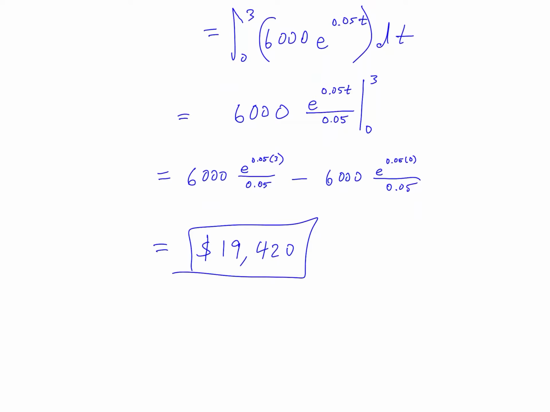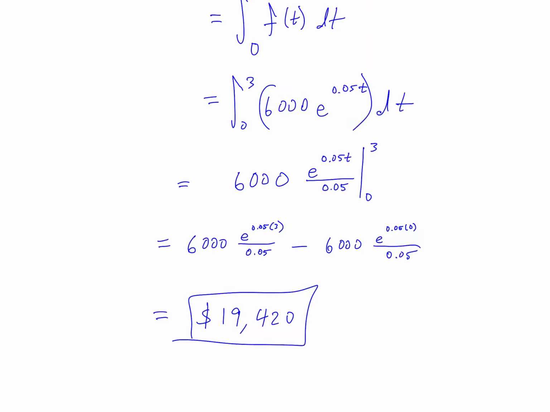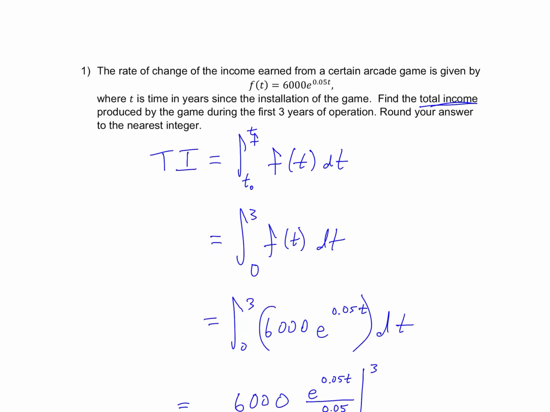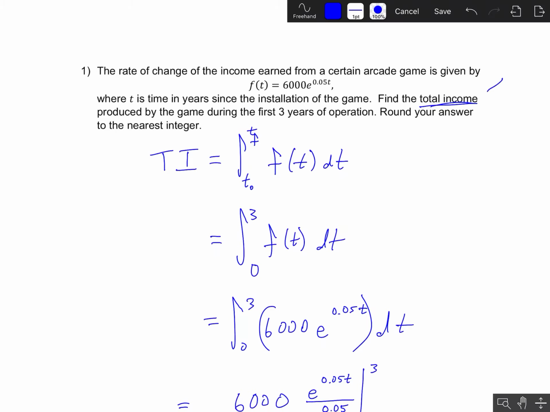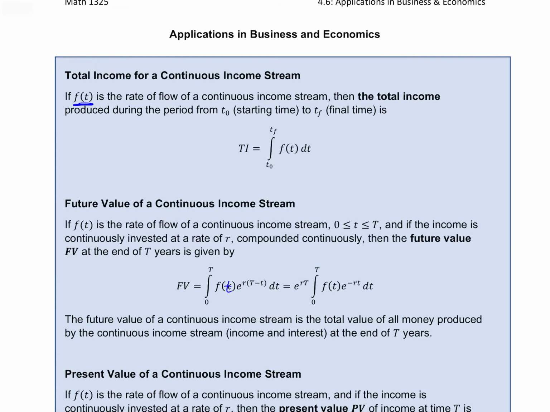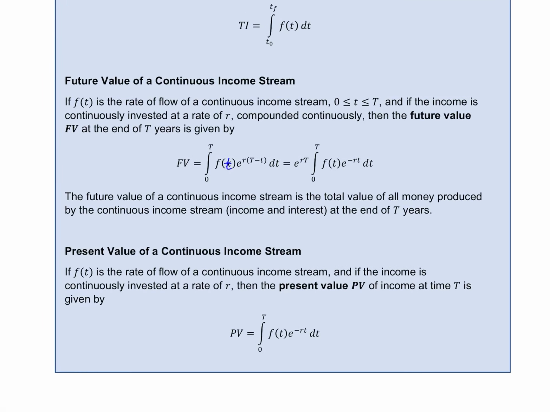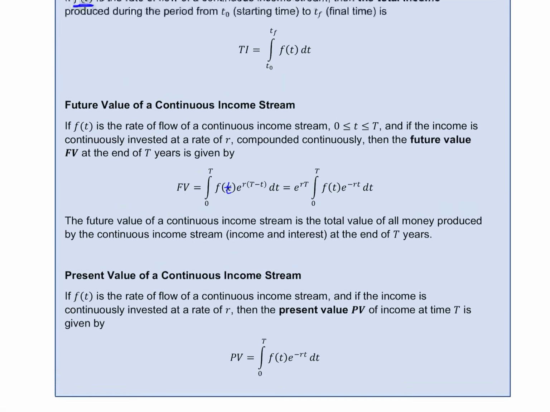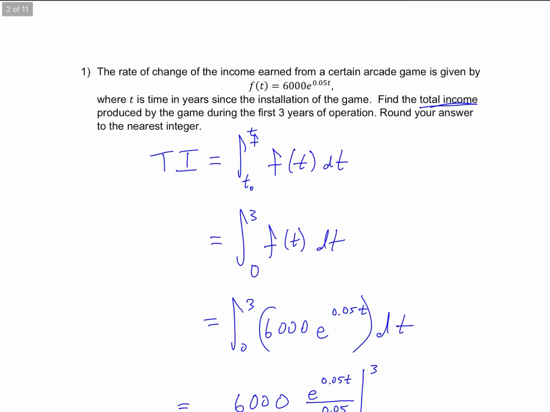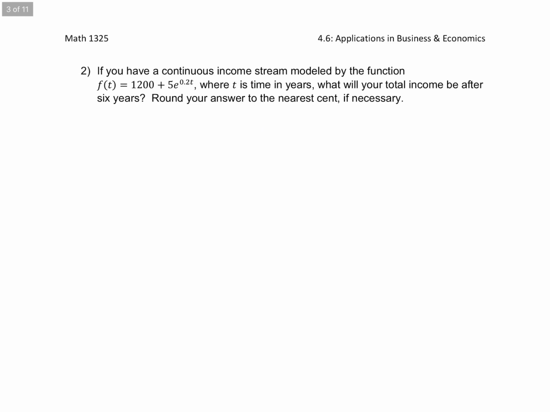So again, I think the nice thing about this section is that there really won't be any tricks in terms of deciding which formula to use. It should be obvious which formula to use just based on the phrasing of the original problem. The phrasing of the problem will always include things like total income or future value or present value, and that will tell you which one of these formulas to use. So I think of this section as just being sort of a formula application section. You choose the correct formula, and then you compute the corresponding integral. So let's look at another one like that.